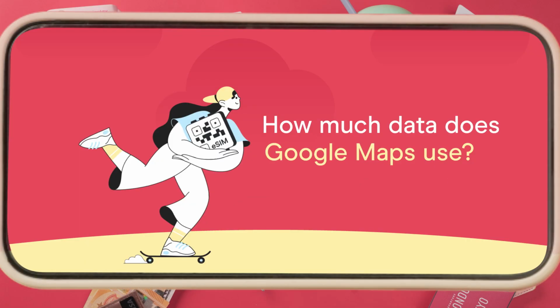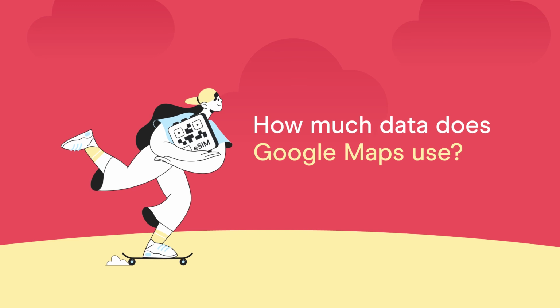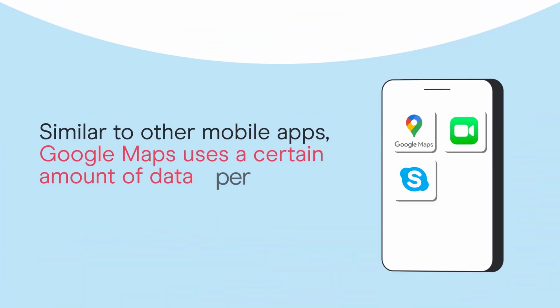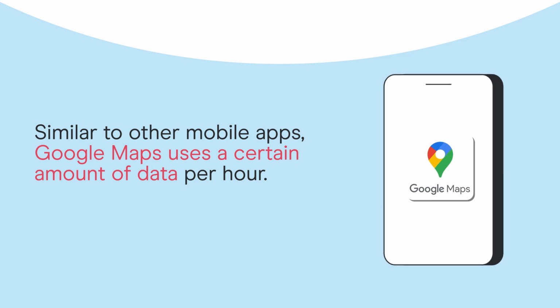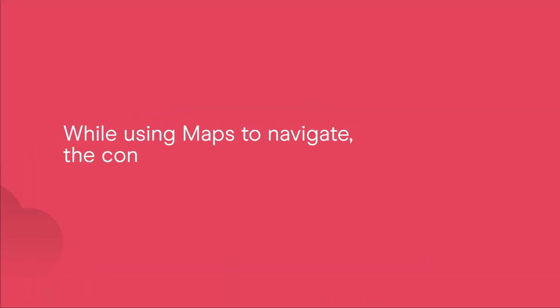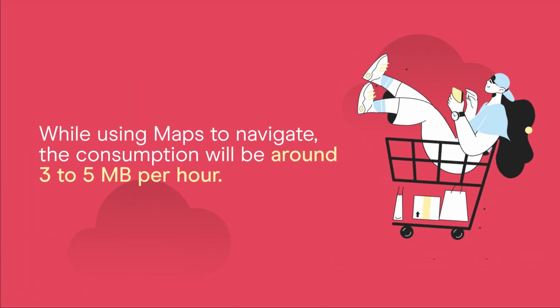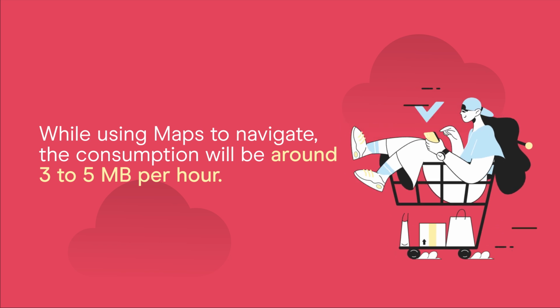How much data does Google Maps use? Similar to other mobile apps, Google Maps uses a certain amount of data per hour. While using maps to navigate, the consumption will be around 3 to 5 megabytes per hour.